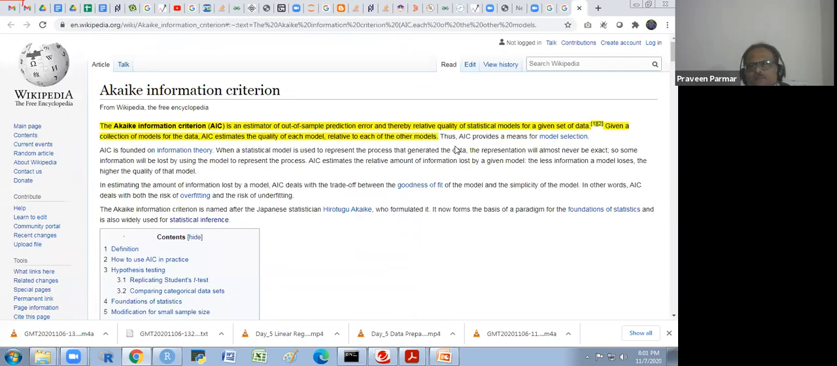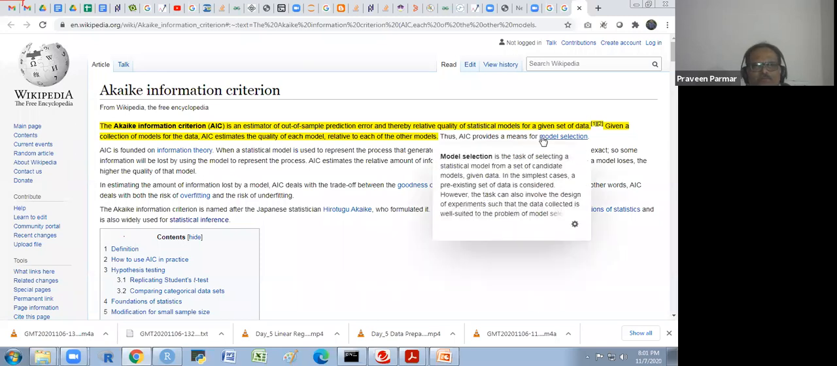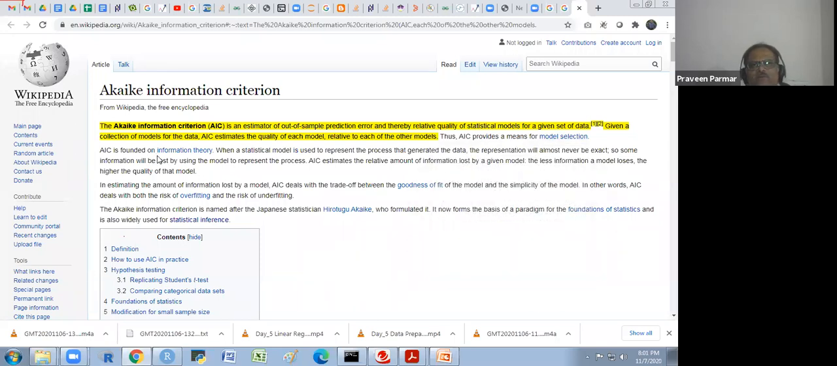So thus AIC provides a means for model selection. AIC is founded on information theory, where a statistical model is used to represent the process that generated the data. The representation will almost never be exact, so some information will be lost by using the model to represent the process. AIC estimates the relative amount of information lost by a given model. Got it? The less information a model loses, the higher the quality of that model.